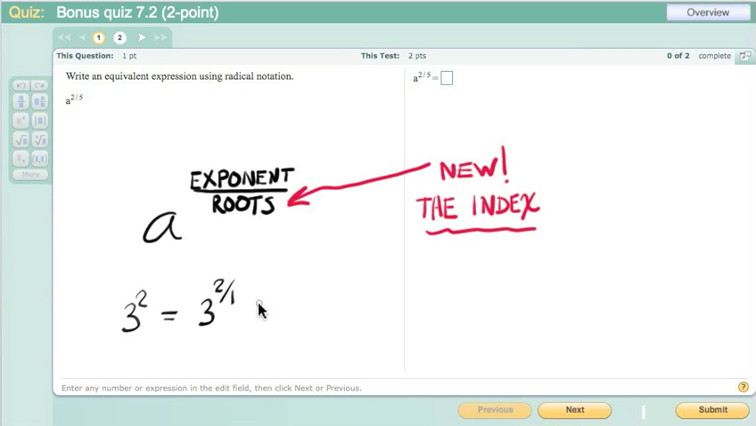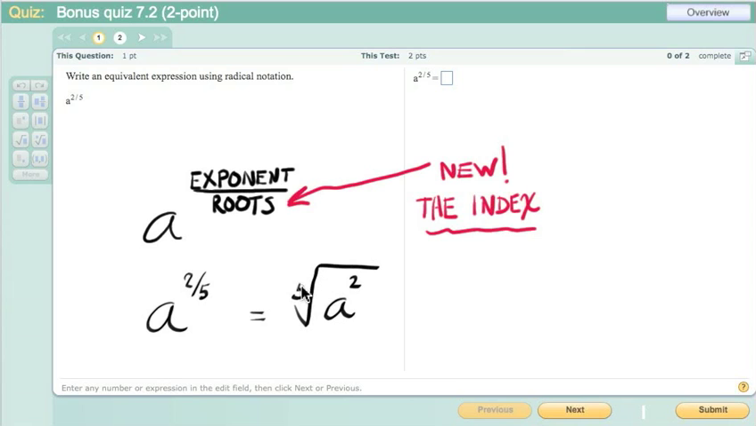And if that's all you know, that's almost enough to get you far along in chapter 7, because this becomes the primary skill. They're asking us to write an equivalent expression using radical notation. They're asking us to go from a to the 2/5 to radical notation, and bouncing back and forth between these two is the primary skill. Now, you already know the numerator part. That is just going to be a squared, and the denominator is the index on the radical, and so here is our answer right here.